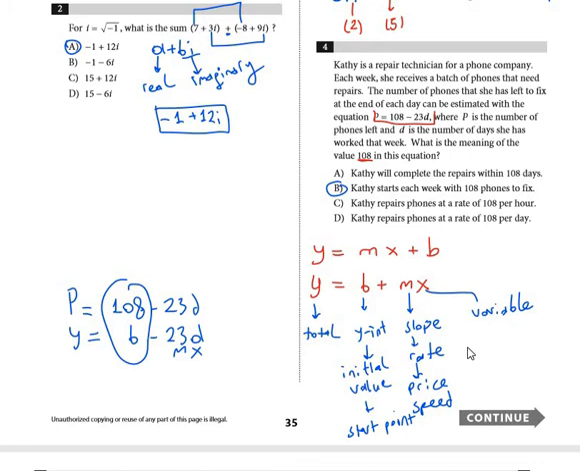Kathy will complete the repairs within 100 days. This is like y equals the total. Kathy repairs phones at the rate of 108 per hour. This is like asking slope. Kathy repairs phones at the rate of 108 per day. This is again like slope. So our answer is B.